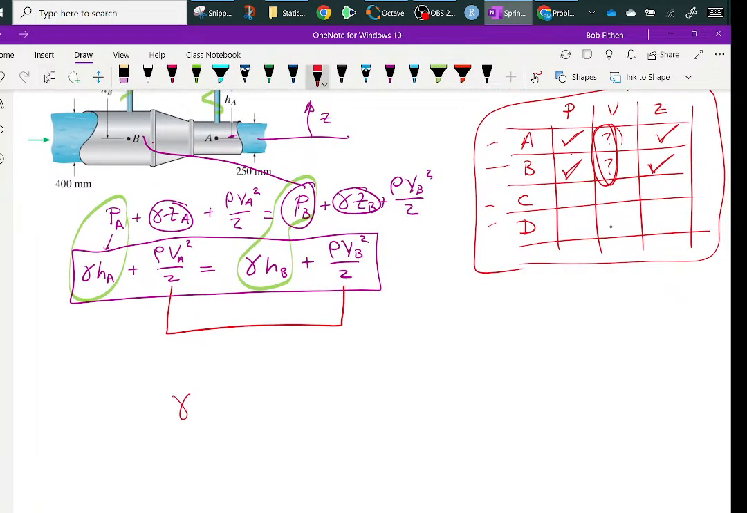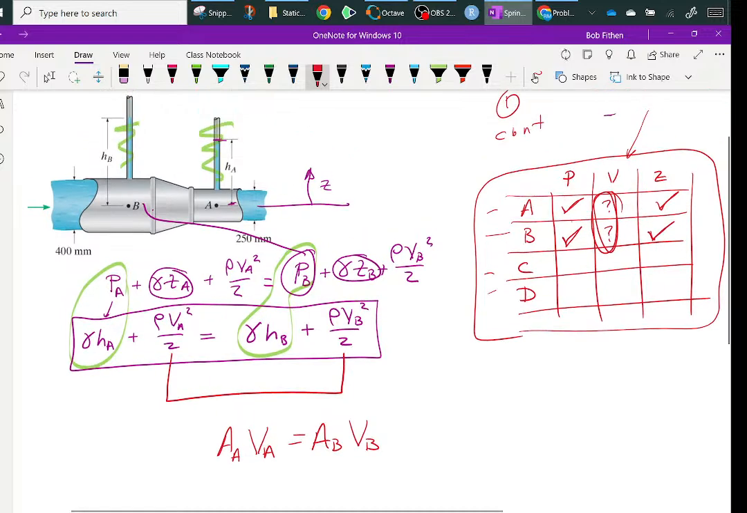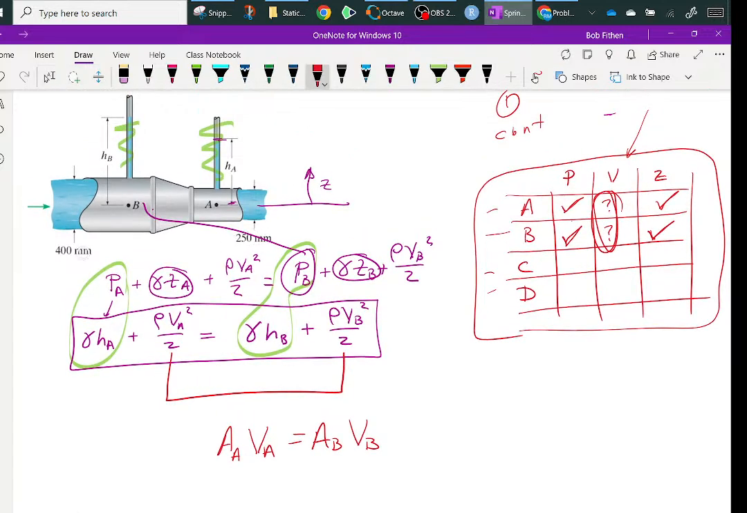So you've got gamma. Okay, well, let me go ahead and do that. Velocity, area at A, velocity A is equal to area at B, velocity B. He told us these two things. That's weird. Okay. Told us those two things.